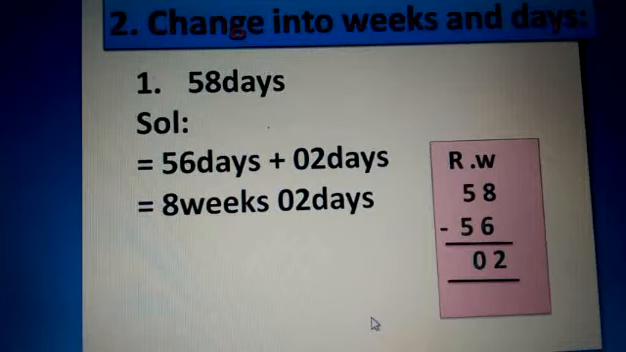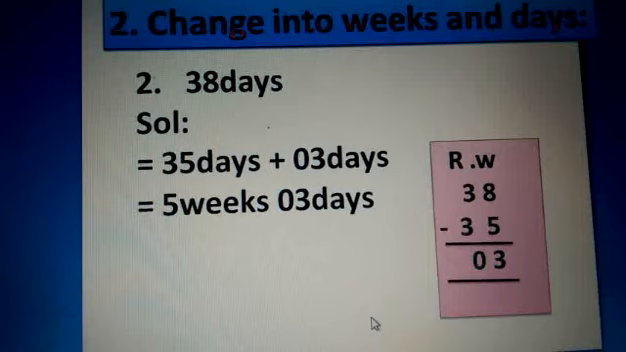Done, students? Now I have another example for you, which is 38 days. To convert 38 days into weeks and days, we have to follow some steps. First of all, we will put the solution and two equal signs in a vertical way. After that, we will read the table of 7 and see: is 38 in the table of 7? So the answer is no. 38 is not in the table of 7.